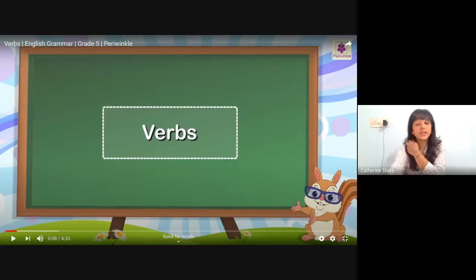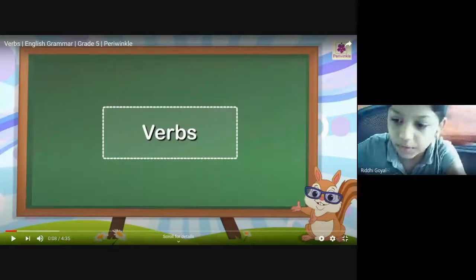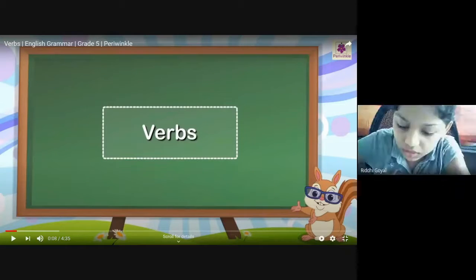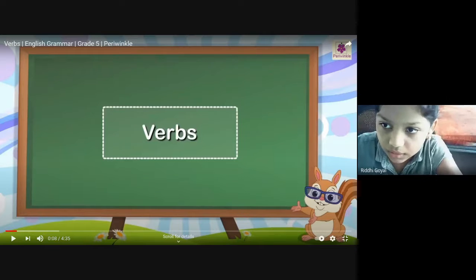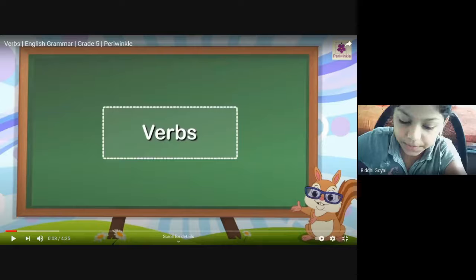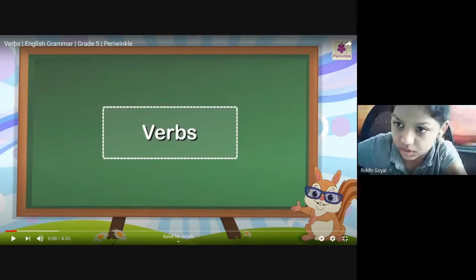Okay, let's begin. It's already 9:31. So today we are going to learn about verbs. What are verbs? We have done it in grade 3 and 4. What do verbs tell us about the noun? Yes, Rithi. What do verbs tell us? Verbs are action words that express action, being and possession.